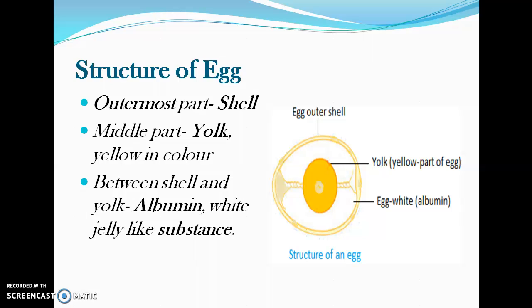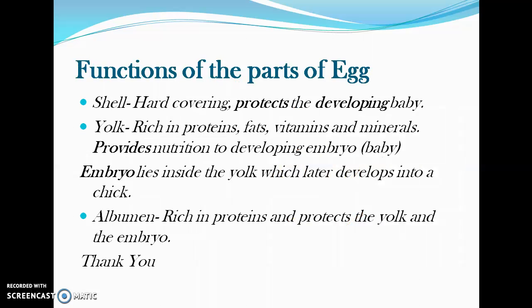Okay, now what are the functions? Shell क्या काम करता है, yolk क्या काम करता है, albumin क्या काम करता है. Now let us discuss the functions of the parts of eggs. ठीक है, इसमें shell का function क्या है? Shell is a hard covering, protects the developing baby. Developing baby मतलब when hen sits on the eggs. जब उसको गर्म करके रखता है तो उस समय क्या होता है, धीरे धीरे उसके अंदर बेबी डेवलप होना शुरू होता है. Okay, so and that baby is protected, मतलब बचा के रखना, protected by the shell.